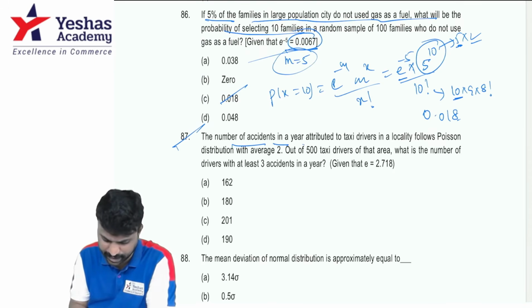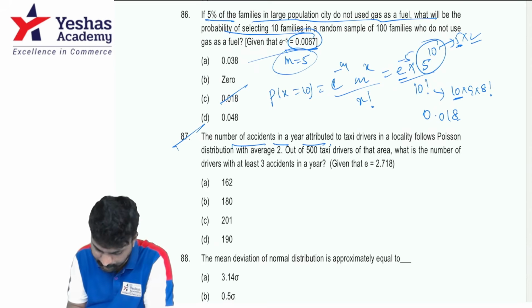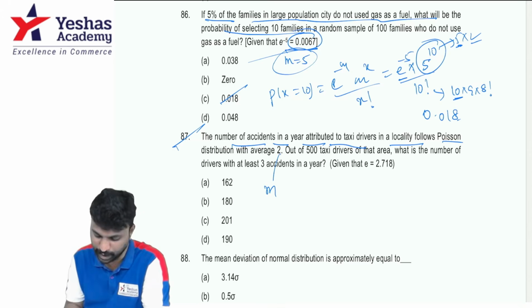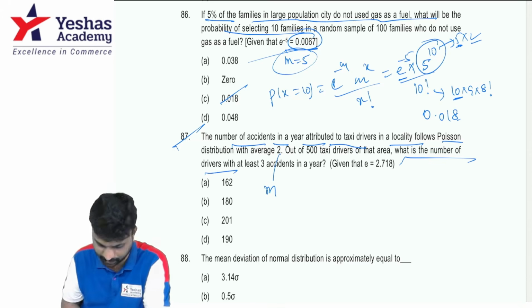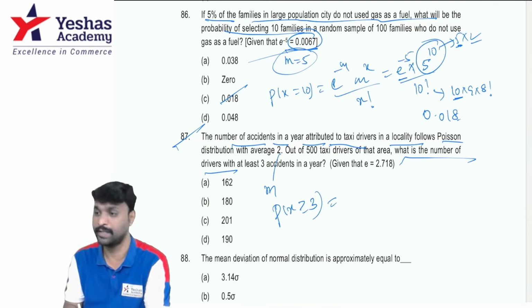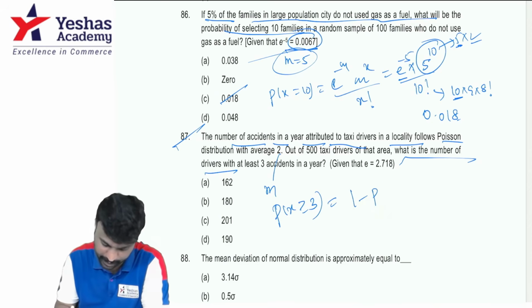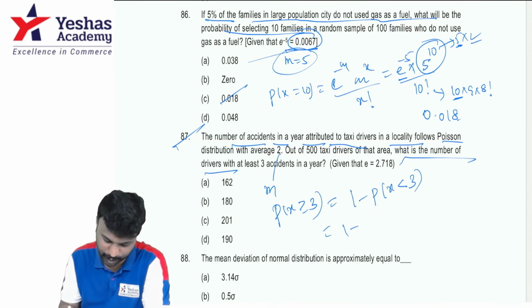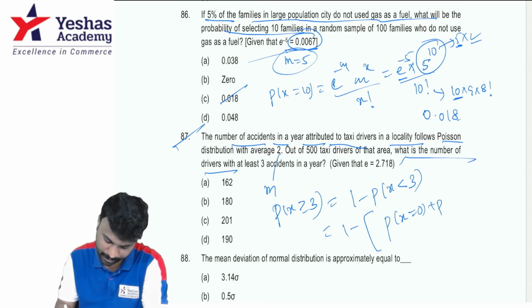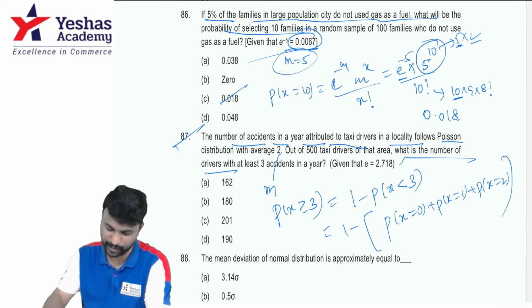The number of accidents in a year attributed to a taxi driver in a locality follows the Poisson distribution. Average is 2. M is equal to 2. The question is, what is the number of drivers with at least 3 accidents? At least 3 means greater than or equal to 3. Guys, we can't keep it greater. We have to convert this into lesser. So that means definitely less than 3. Less than 3 means the possible values are 0 or 1 or 2. Correct? These are the possible values.